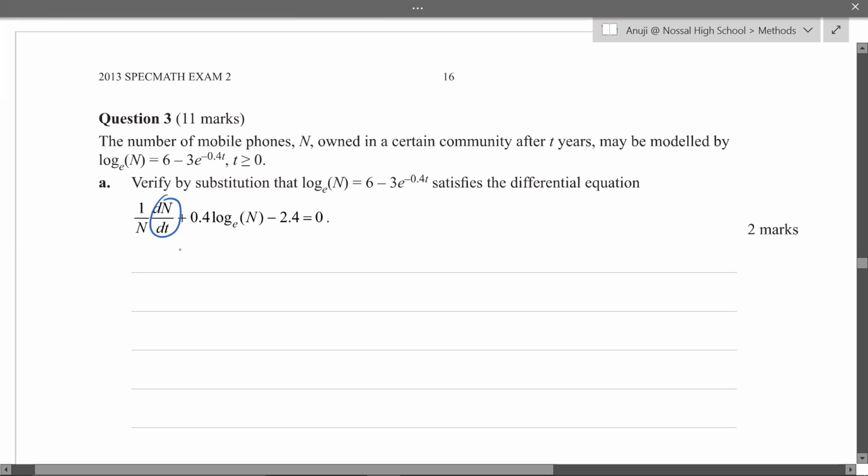Since we have to verify by substitution, we have to find dn/dt. So we take ln n equals 6 minus 3e^(-0.4t), and then you do implicit differentiation. You can just tell that it's going to be 1/n times dn/dt. 6 is a constant, so it's 0, and this is in terms of t, so we don't get an n, we just have this.